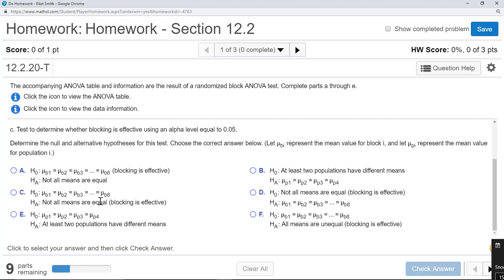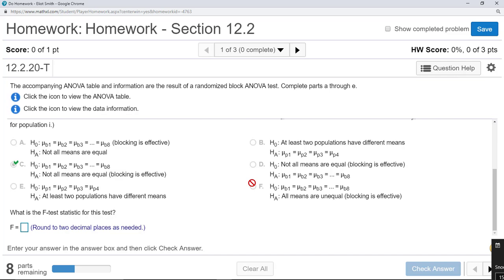So some of the means can be equal. That's not a problem. So over here on F, in my example, all means are unequal. No, it's just not all of the means need to be equal. Some of them are equal. That's fine.